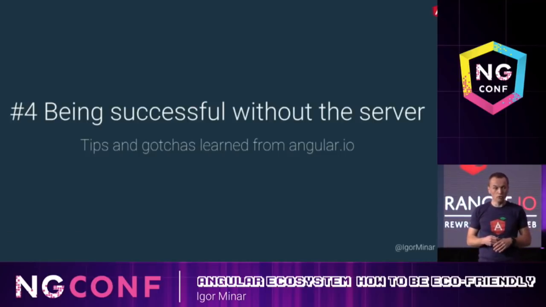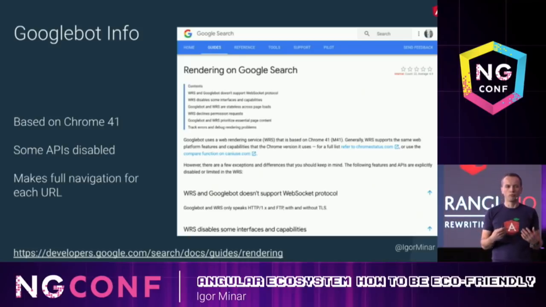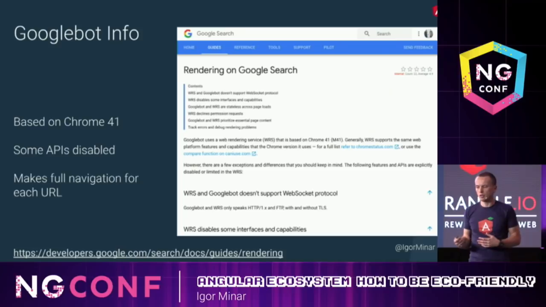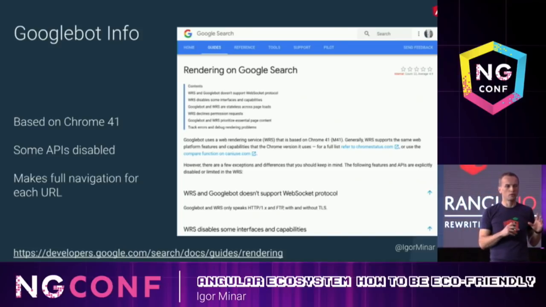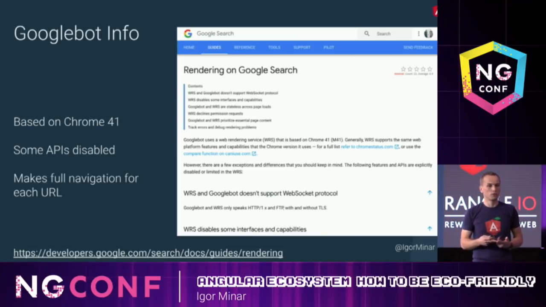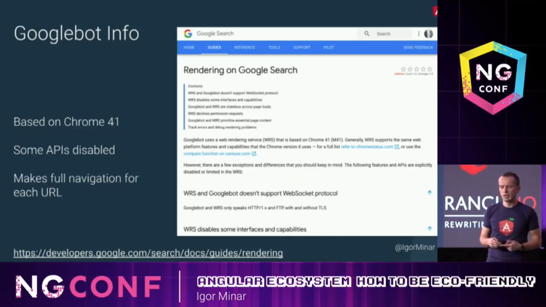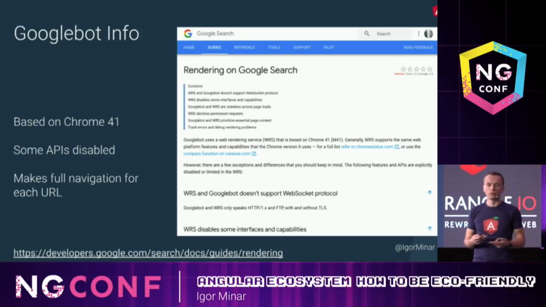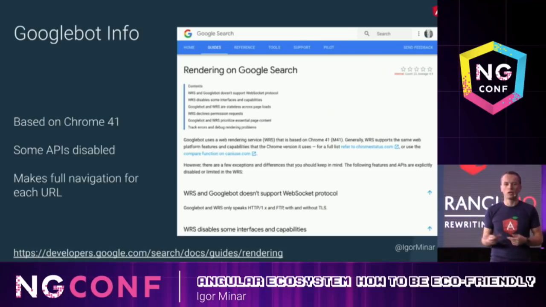Number 4, if you are going client-side like we did, there are several gotchas and tricks you should be aware of. There's very little information about how this stuff works in different search engines. Google recently published a very interesting article about some of the specification for the bot. This is all public information. One of the things that they disclosed was that the render is based on Chrome 48. This is a pretty old Chrome. Right now we're on 65, I believe. So this is something you need to consider. They also disabled several APIs, service workers, WebSockets, and other things are not available. You need to account for that.